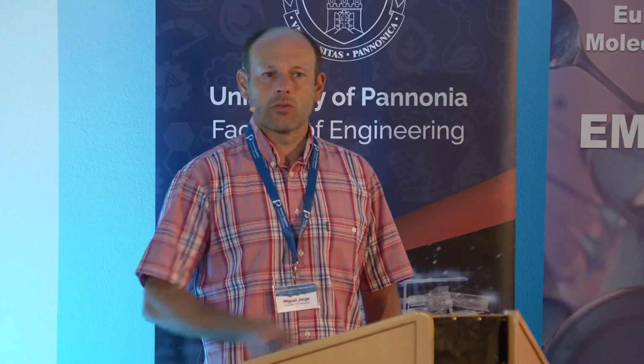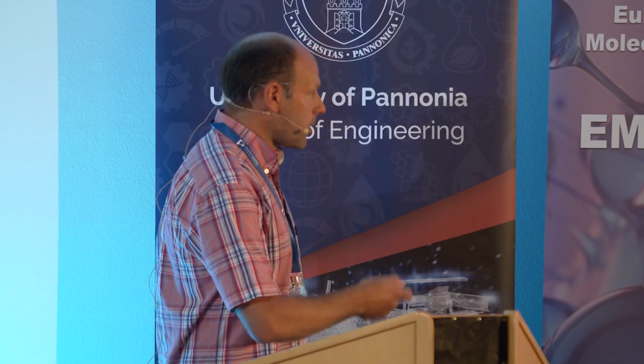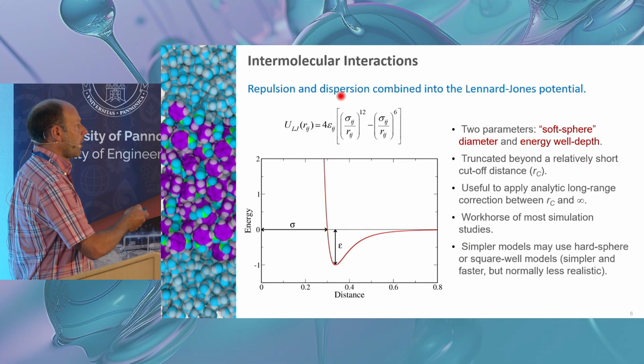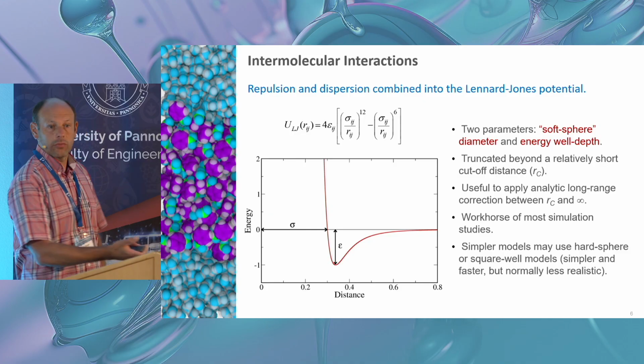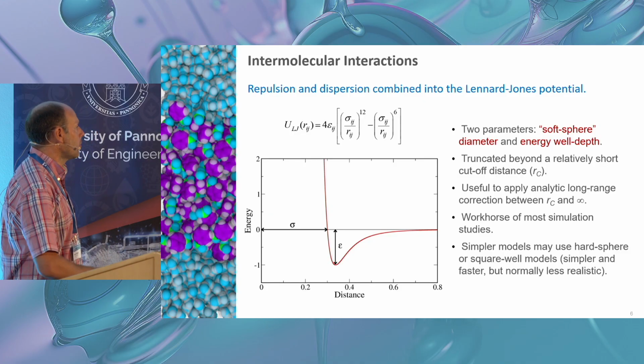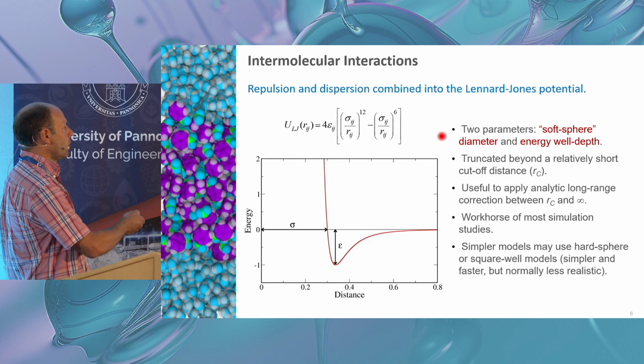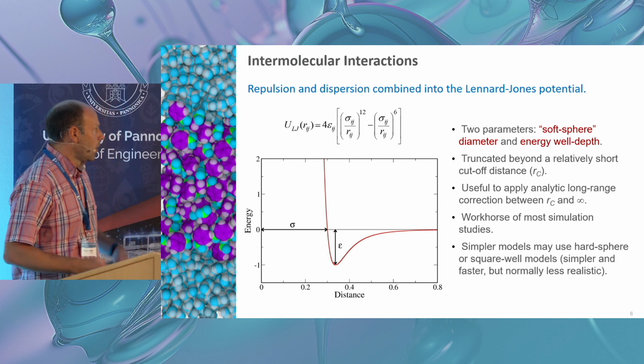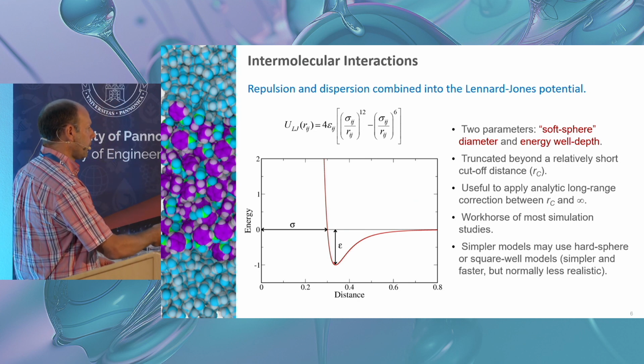Even if you haven't done simulations, you've heard of the Lennard-Jones potential. So this is it. This term here is the repulsion term. R to the minus 12, very short range, and positive. So the energy is positive in the repulsion region. And then this second term is the dispersion energy, which is R to the minus 6, and it's attractive. So it's a negative energy. You put them together, you get a curve like this.